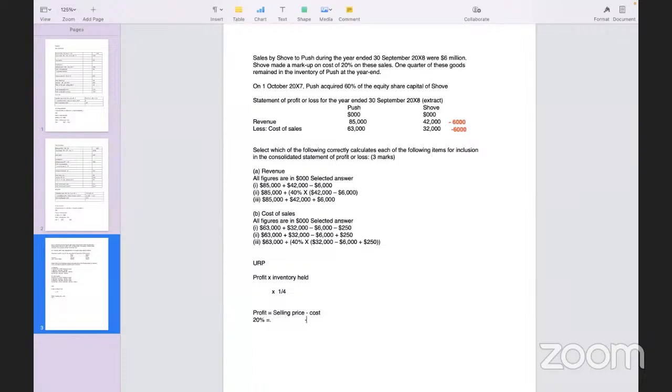Cost is 100%. Therefore, the missing number inside this profit is 20. Cost is 100 means in the middle there's a number missing. No, that has to be 120%. Right. Okay. Now guys, they are telling sales is 6 million. So sales means that's the selling price. So selling price is 120%. I am looking for 20%.